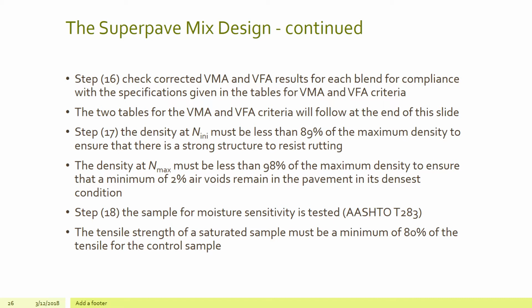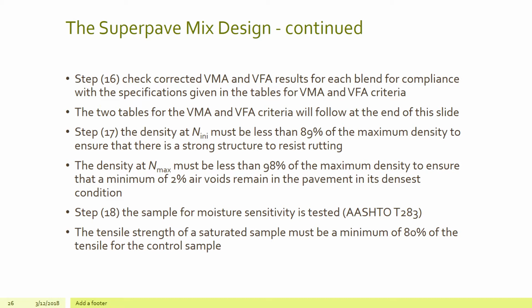We take a look here. We now want to check the corrected VMA and VFA results from each blend for compliance with the specifications given in the tables for the VMA and the VFA criteria. The two tables for the VMA and the VFA criteria will follow at the end of the slides, or of course you'll see it in the PowerPoint presentation. We then look at the density at the initial, which must be less than 89% of the maximum density to ensure that there is a strong structure to resist rutting. The density at the max must be less than 98% of the maximum density to ensure that the minimum of 2% air voids remains in the pavement in its densest condition.